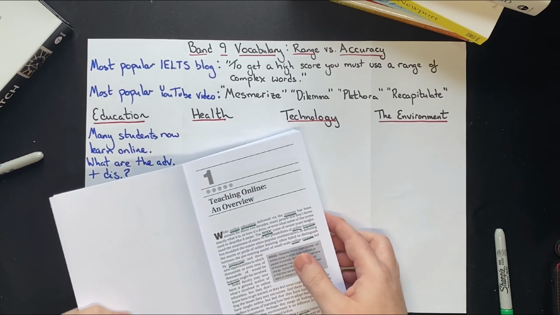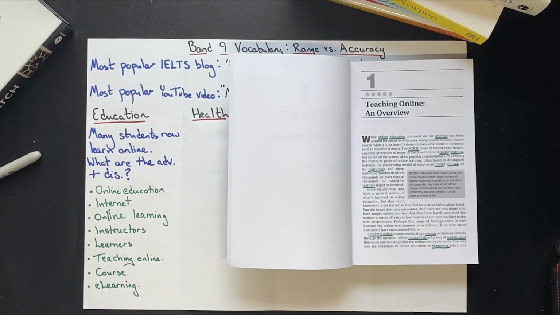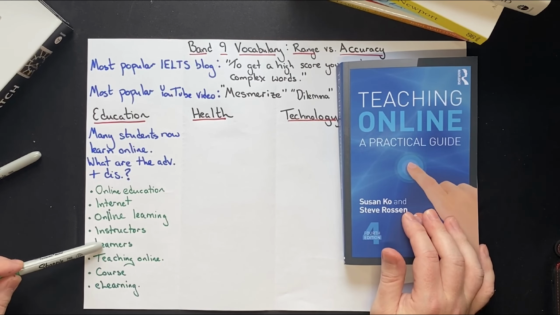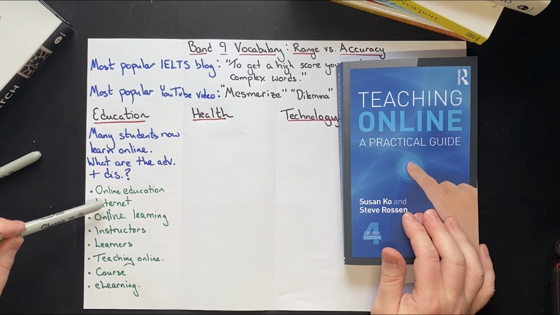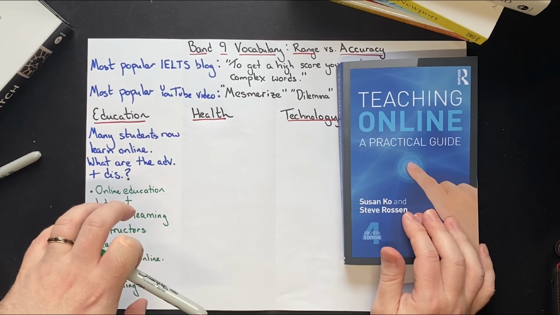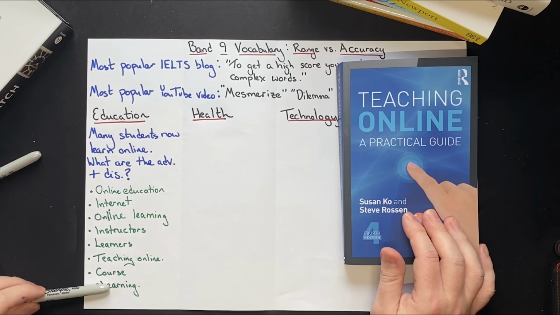And if you look at these words, let's write them down here. None of these words are actually very, very complex, like learners, teaching, internet, course. These are very, very simple words, but it's impossible to write an effective essay without using these simple topic-specific words.